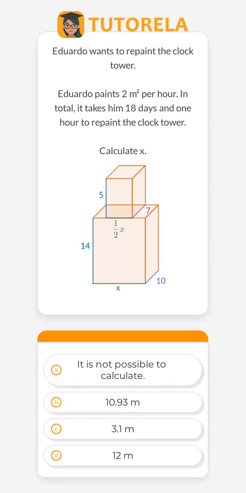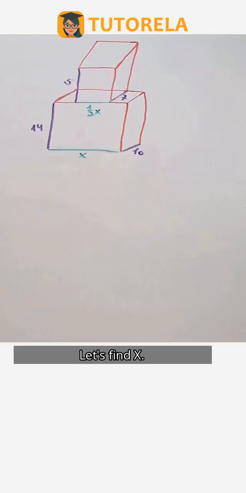Eduardo wants to repaint the clock tower. Eduardo paints 2 square meters per hour. In total, it takes him 18 days and 1 hour to repaint the clock tower. Calculate x. Let's find x.